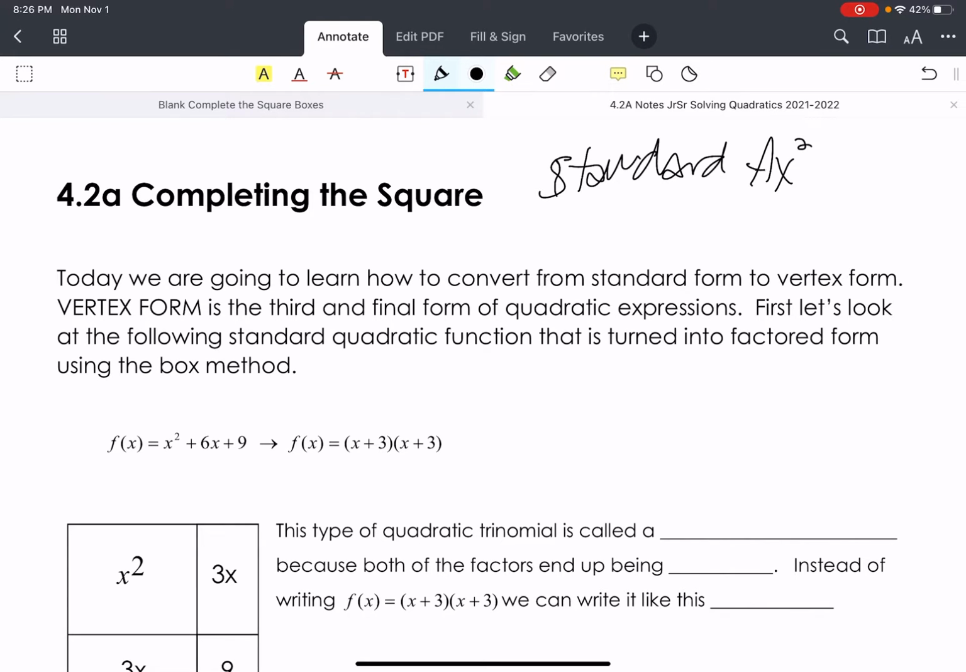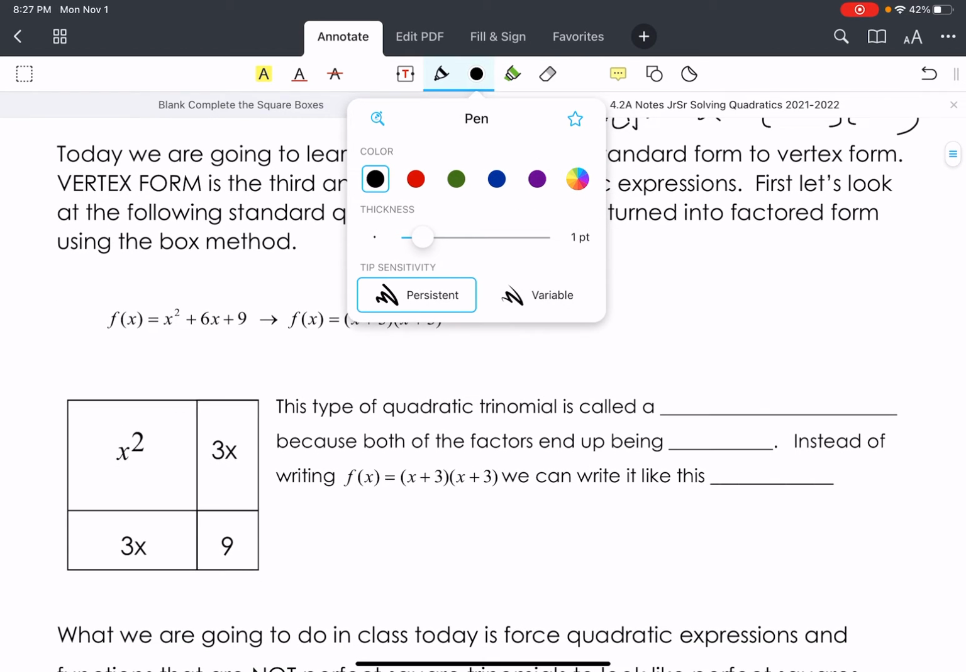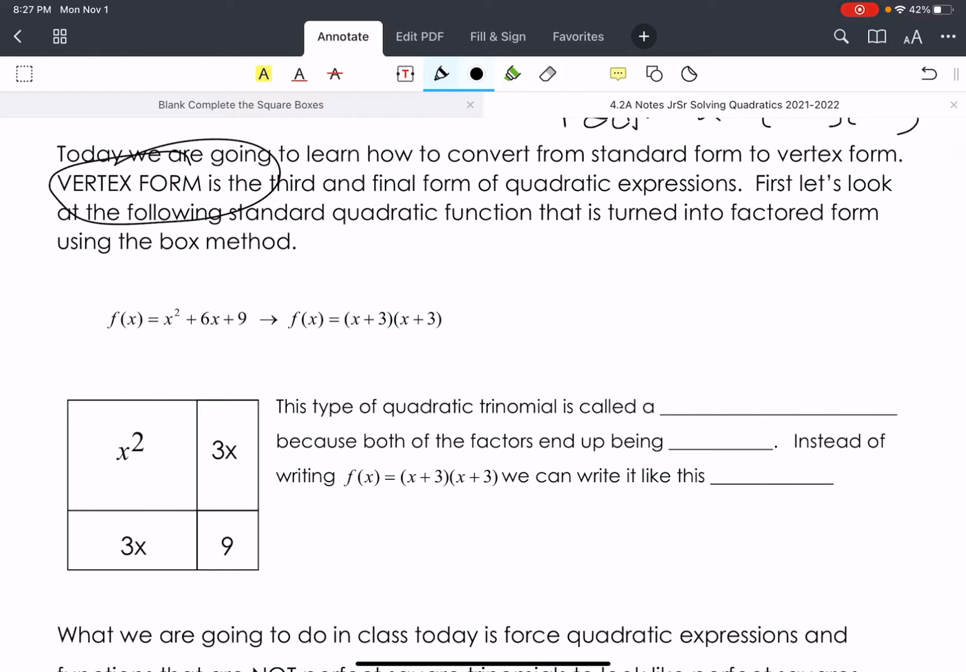standard, which is the ax squared plus bx plus c, and then we have factored, which is my two parentheses. And then now we have a new form that we're going to learn about today. We'll learn why we need all three forms next unit when we talk about graphing.